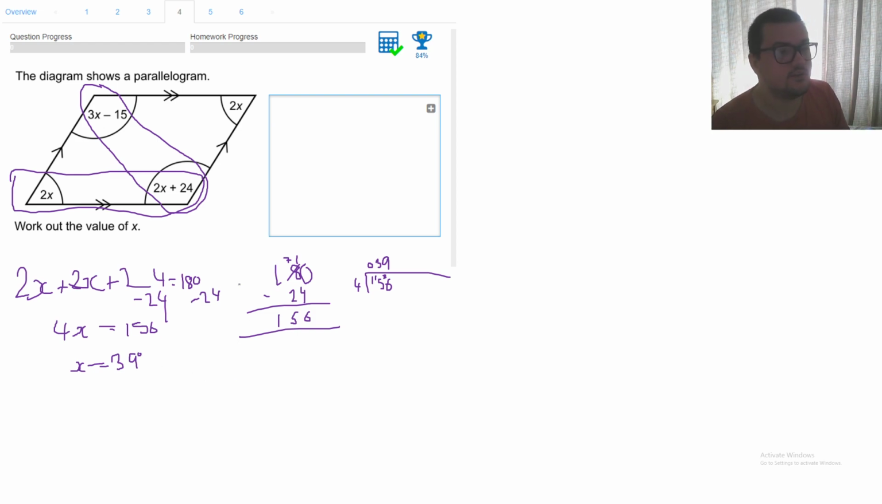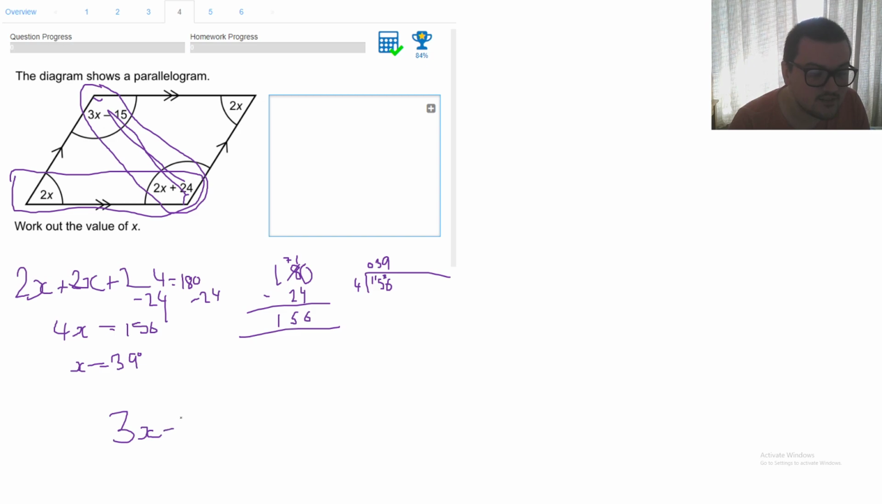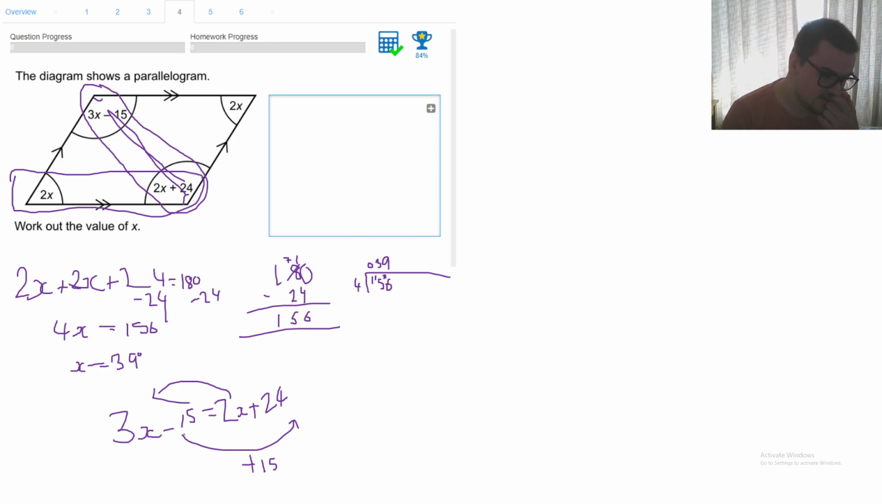And the other way we could do this is by saying that these two angles here are equal in a parallelogram, so we're going to equate them and solve for that. 3x minus 15 equals 2x plus 24. Now we're going to add 15 to both sides. Bring all the numbers onto one side, all the x onto the other side. So we're going to add 15 to both sides to get rid of this 15 here. We're going to subtract 2x from both sides to get rid of this here.